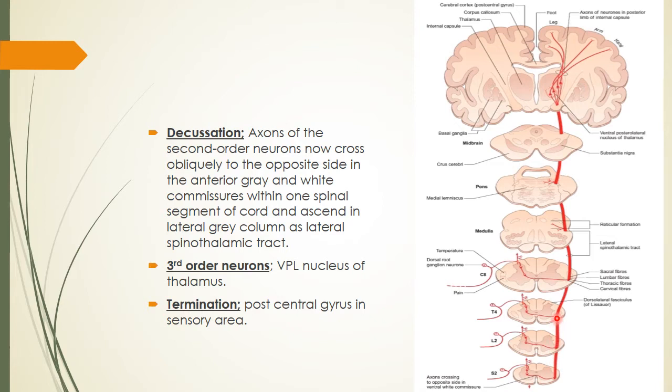So as new fibers are added, please remember that they will be added on the anteromedial aspect. So in the upper segments of the spinal cord, the sacral fibers will be lateral and cervical fibers will be on the medial side. Now the fibers ascend through the spinal cord and then they reach the medulla oblongata.